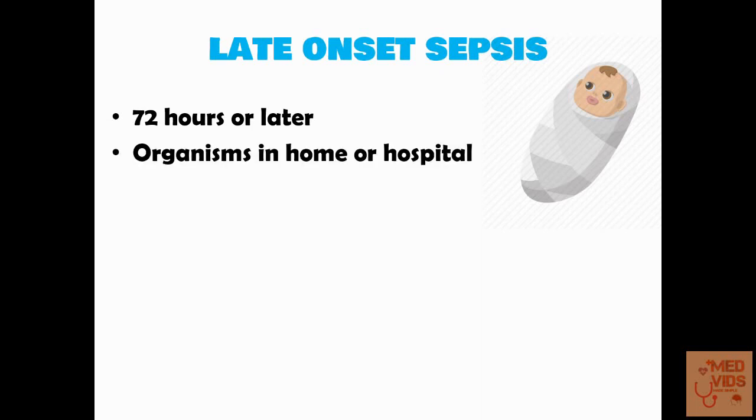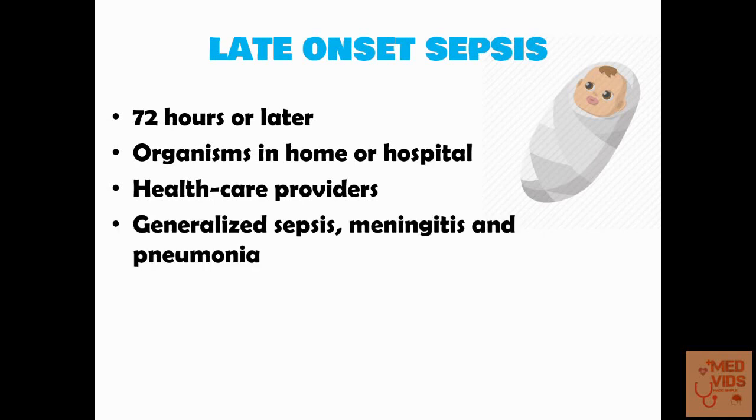Late onset sepsis is acquired from the organisms which are present in the home or hospital in which a child is kept. Healthcare providers are often involved in the transmission of organisms responsible for late onset sepsis in neonates. Late onset sepsis, in contrast to early onset sepsis, can manifest as generalized sepsis, meningitis, and pneumonia. So it can manifest either as generalized sepsis or along with it there can be meningitis and pneumonia.